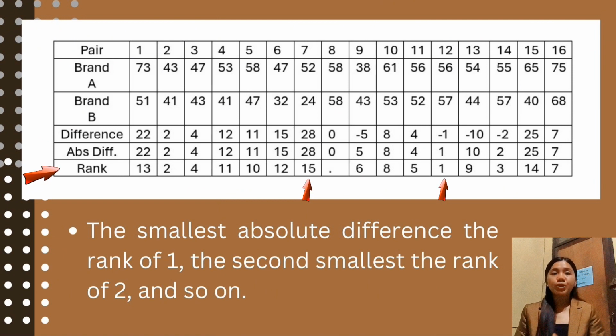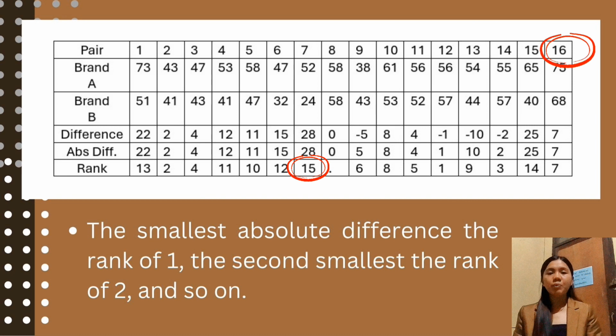I-pair na to siya sa number 12 since ang absolute difference niya is 1, which is ang pinakagamay among all of them. So, as you can see sa atong table, naay isa ka difference nga 0. So, in that case, adjust dayon na to ang atong number of observations from 16, mahimo na lang siyang 15.